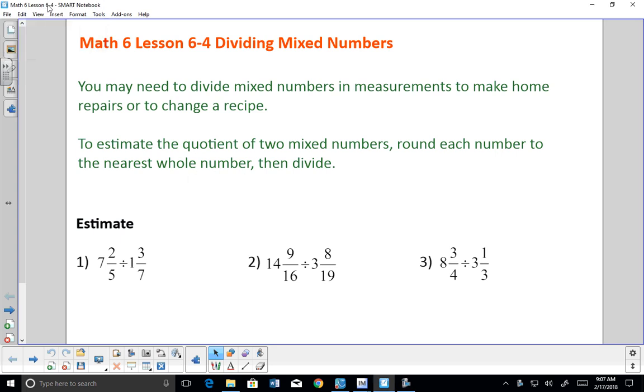This is Math 6, Lesson 6-4, Dividing Mixed Numbers. You may need to divide mixed numbers in measurements to make home repairs or to change a recipe. I know that when I have cooked, many times I've either had to multiply a recipe by something because I wanted to make more of it, or divide a recipe by something because I wanted to make less of it.